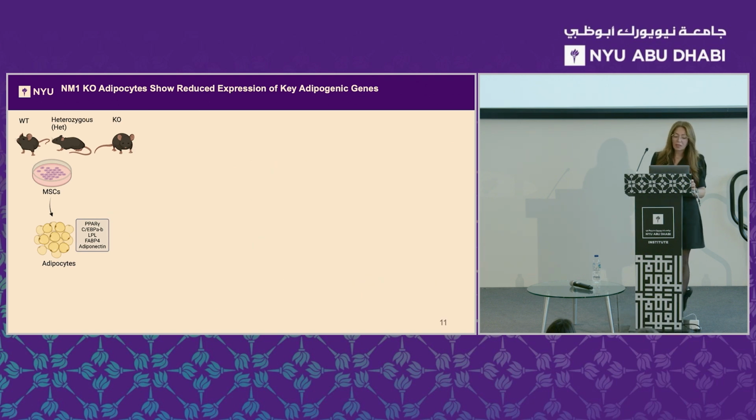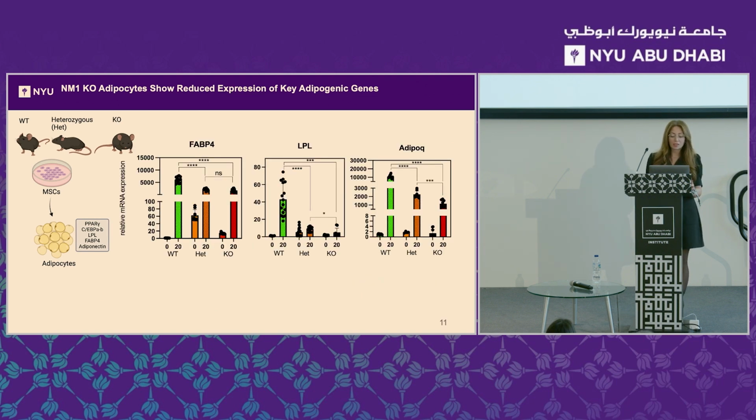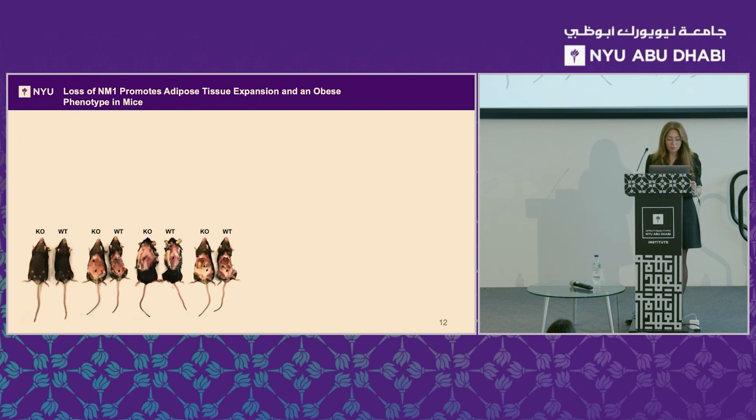And then we looked at 3 more key regulators, that are FABP4, LPL, and adiponectin. All of these 3 key regulators, which are important for mature adipocytes, were also downregulated in a dosage-dependent manner in the absence of NM1. And this is showing that there is a failure in terminal adipocyte differentiation and function. So now we know that in the absence of NM1, adipogenesis is impaired, or let's say altered. But what about the animal model?